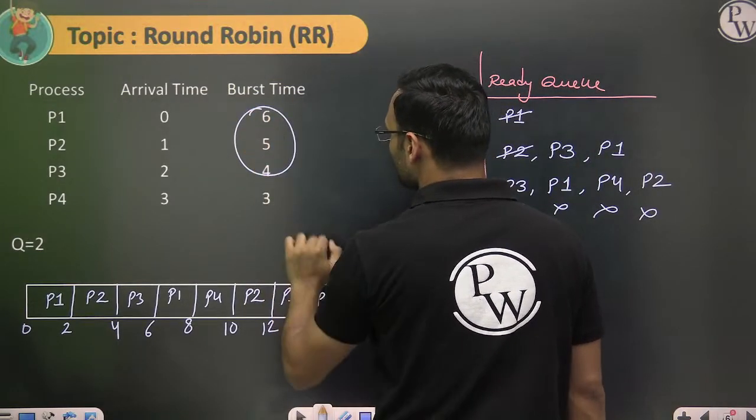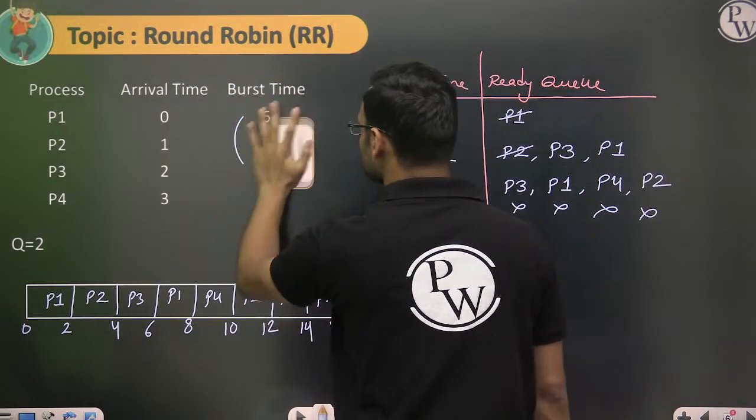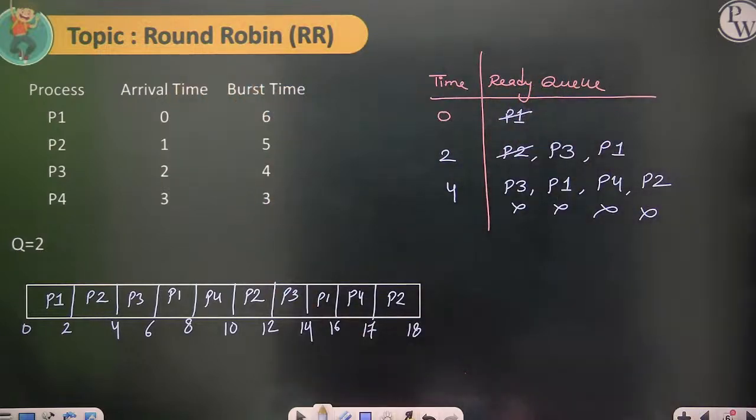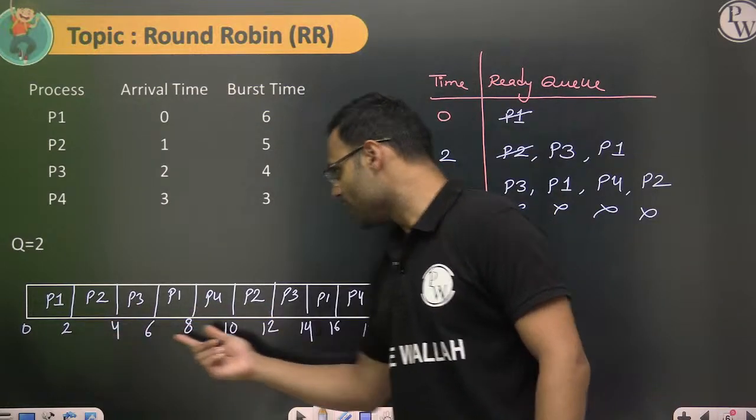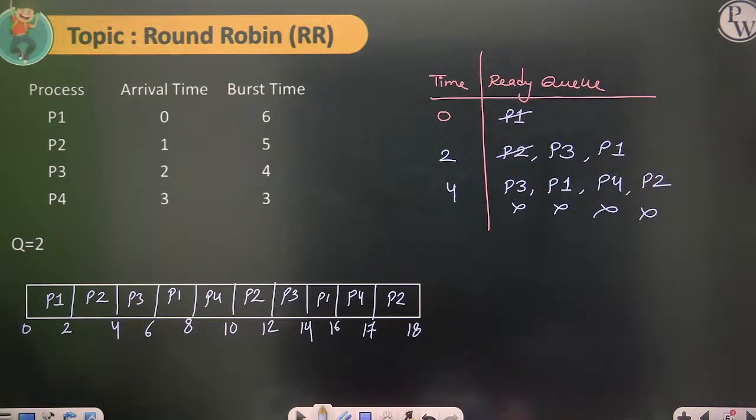6 plus 4, 10, 15 and 3, 18. Yes, true. Just check it out. What is the completion here and in the sequence if everything is okay?